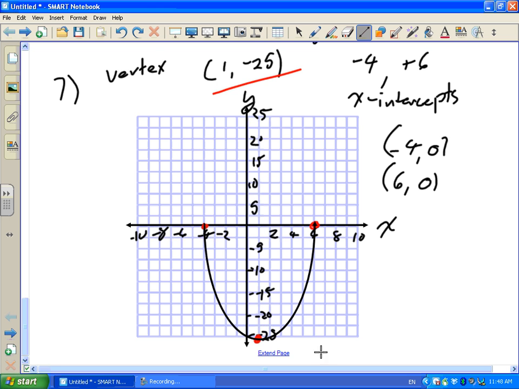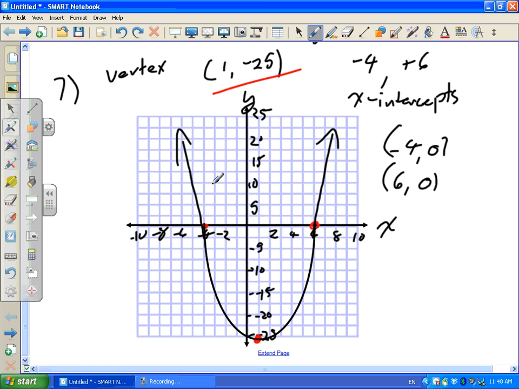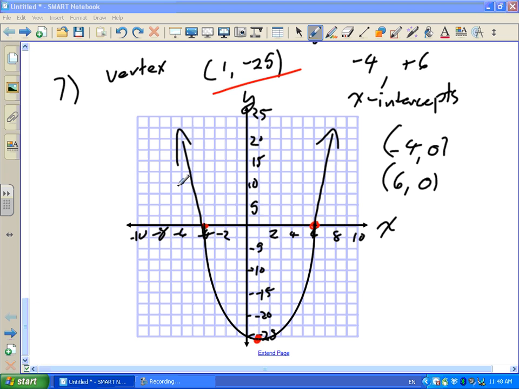Boom. And we have our parabola. It extends, obviously. You could have extended it as far as you liked, past the x-intercepts. So that's what our parabola roughly looks like. Vertex down at (1, -25), and we had our two x-intercepts.